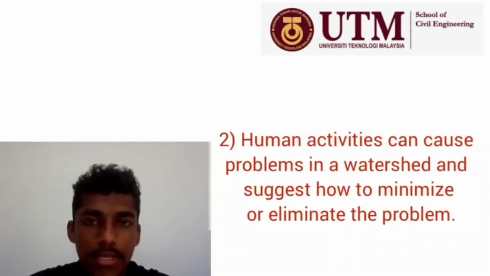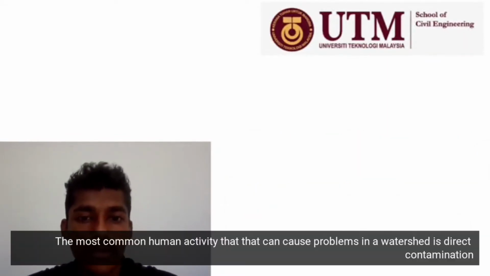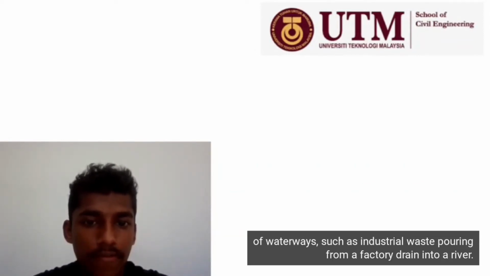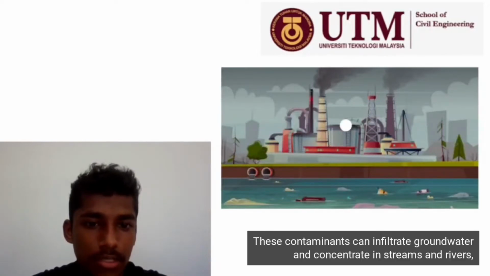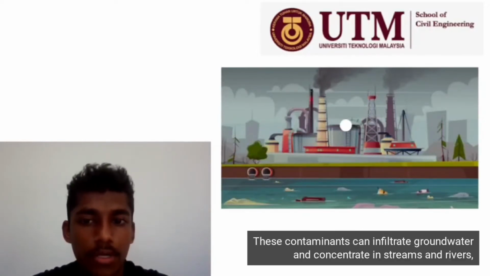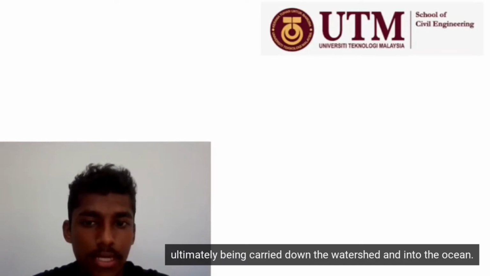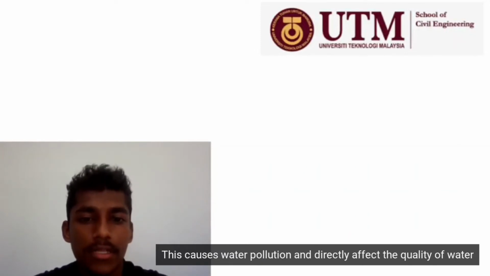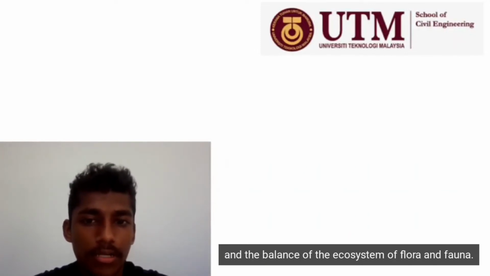The second question is the human activities that cause problems in a watershed and the solution for the problem. The most common human activity that can cause problems in a watershed is direct contamination of waterways, such as industrial waste pouring from a factory drain into a river. This contaminates and infiltrates groundwater and concentrates in the streams and rivers, ultimately being carried down the watershed and into the ocean. This causes water pollution and directly affects the quality of water and the balance of the ecosystem of flora and fauna.